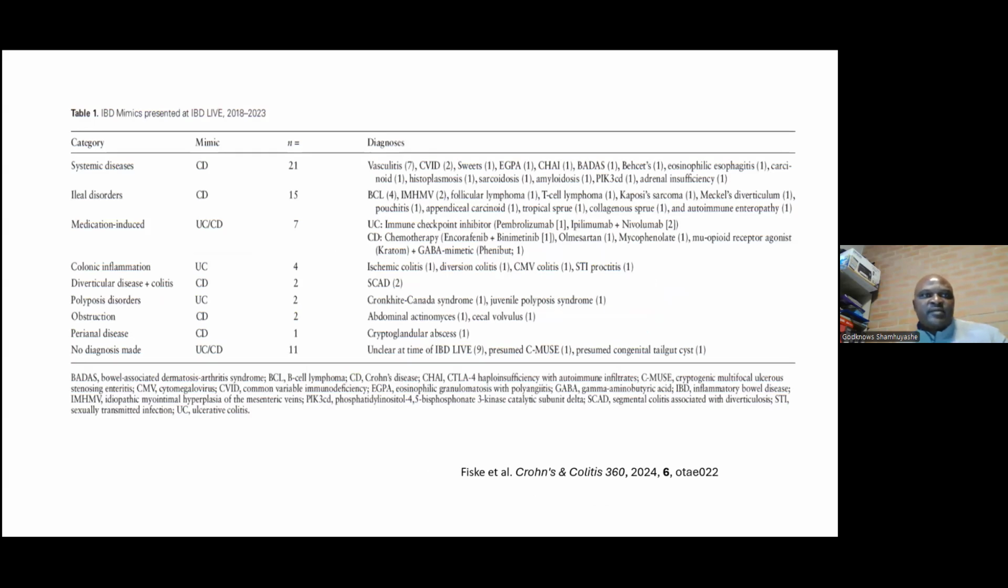These are some of the categories of diseases which they found. Most of them were systemic diseases like vasculitis, which were mimicking Crohn's disease. Of the ileal disease, we had lymphomas, including Kaposi sarcoma, which were also mimicking inflammatory bowel disease, and also the importance of medication-induced colitis, which mimicked both ulcerative colitis and Crohn's disease. Ischemic colitis was also found in some of the patients. Besides that, there were some where no diagnosis had been made at the time of publication of this article, and there was still ongoing workup for those patients.